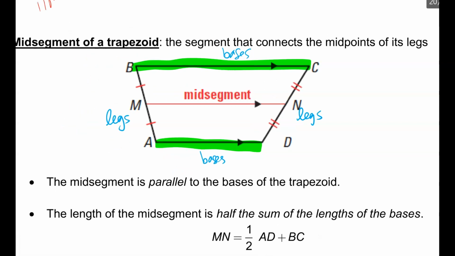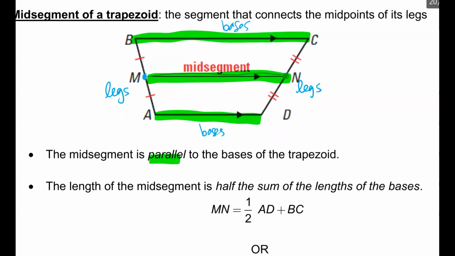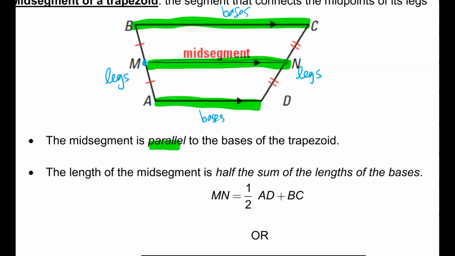Okay, so let's talk about the mid-segment of a trapezoid. A mid-segment is a segment that connects the midpoints of its legs. So the exact middle of this left leg and the exact middle of the right leg. And the line that connects the two midpoints is going to be parallel to the two bases. So it's parallel to the bases of the trapezoid. The length of the mid-segment is half the sum of the lengths, aka it's literally the average length of the bases.